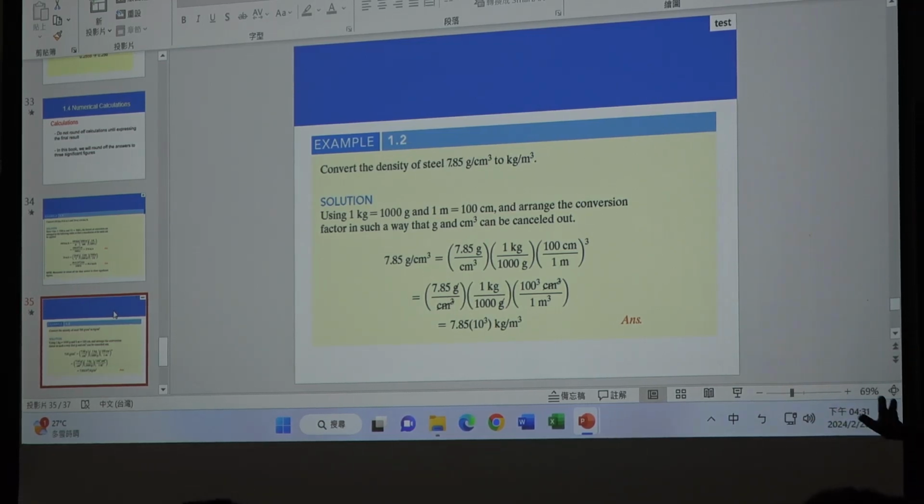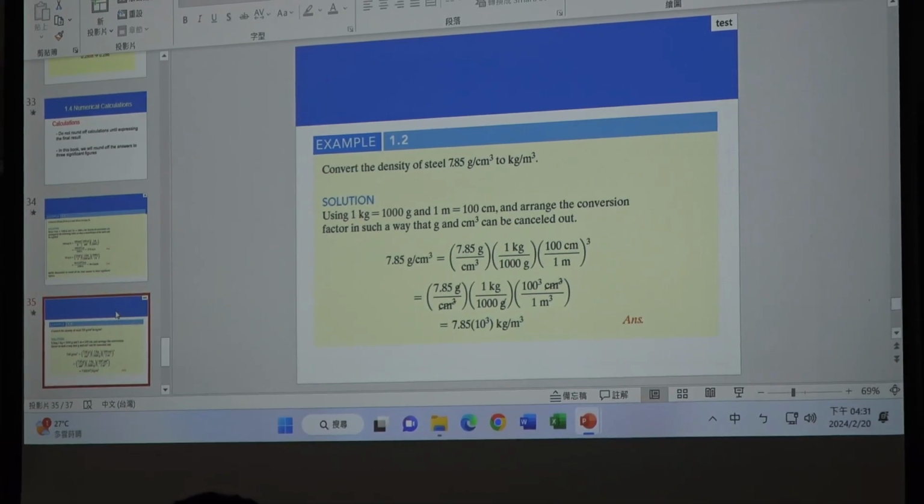I think the only thing you need to pay attention to is, for example, you say 100 centimeters make 1 meter, and now you want to convert cm cube to meters cube. So sometimes that's where the confusion for some people might come into play, right?